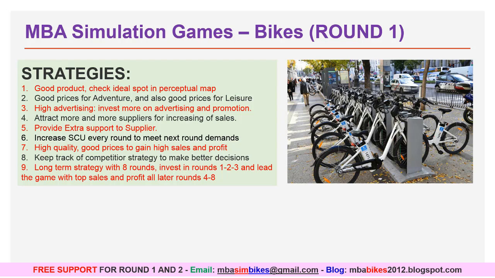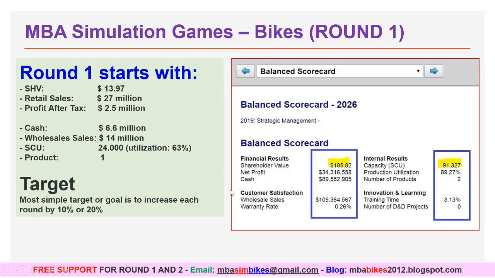We keep track of competitor strategy every round. There is competition in the simulation game, so we face competitors. It is necessary to keep track of competitor strategy every round to make better decisions and adjust our decisions to meet the conditions or strategies of competitors. And this is a long-term strategy with 8 rounds, so we need to invest in rounds 1 to 3, and we can lead the game with top sales and profit in later rounds, from round 4 to 8.